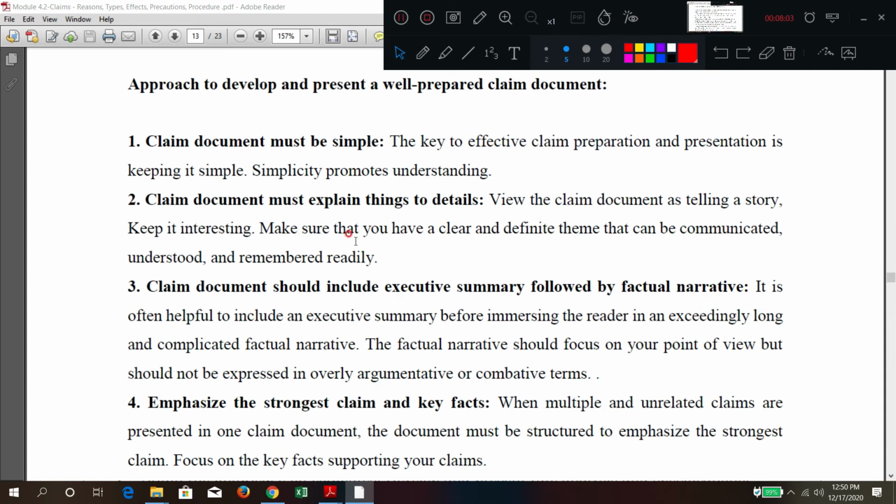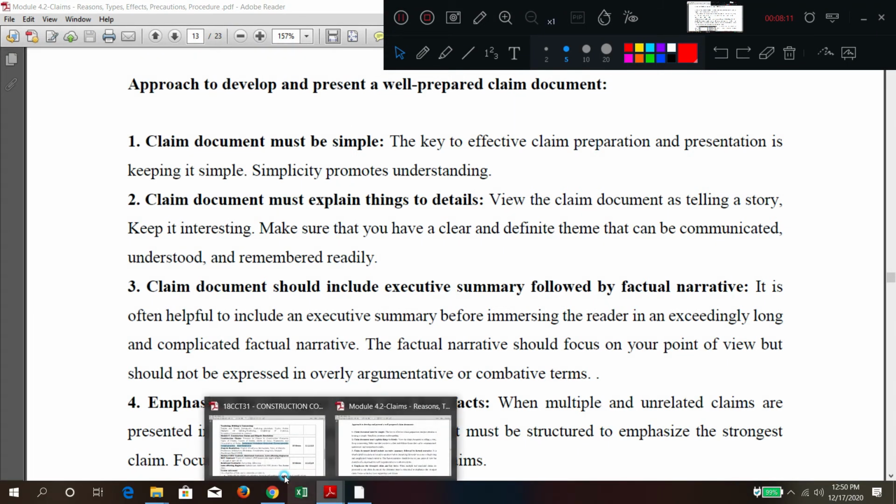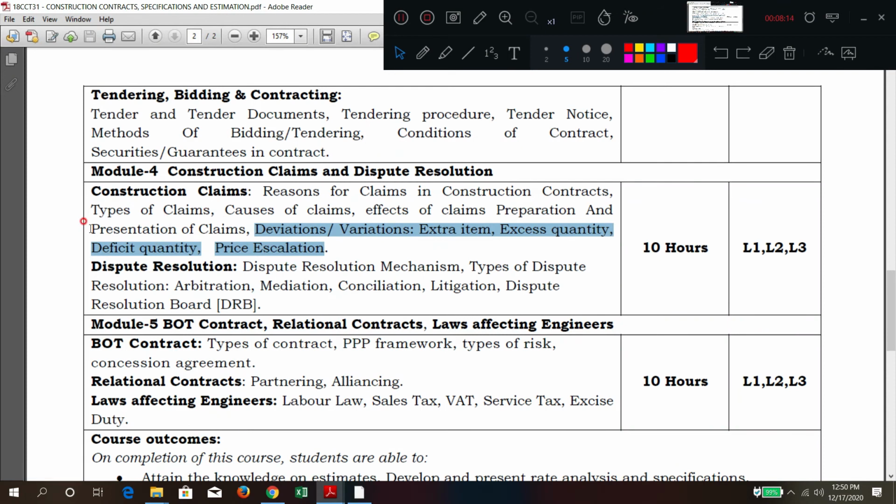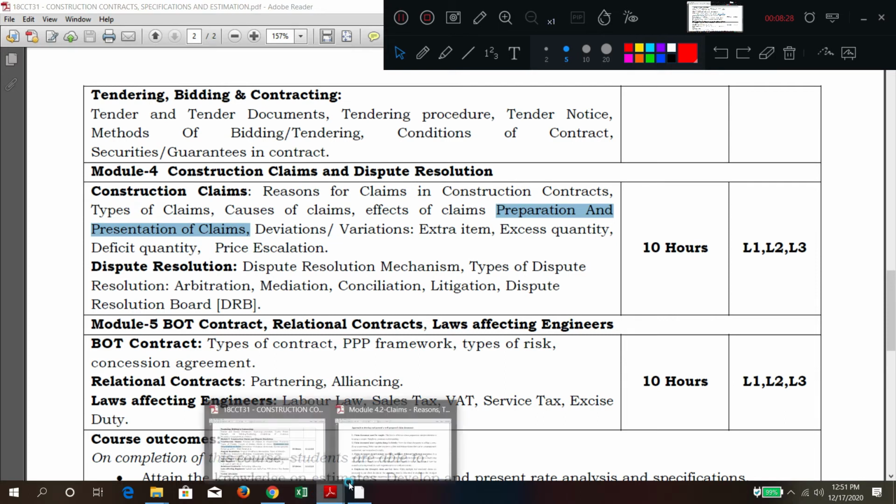How to approach the typical standard practices? How to practice the writing of the claim? This is very important. You can see here, preparation of the claims. It is given as preparation and presentation of the claim. Very, very important from your exam point of view. We have seen effects, causes, and reasons. Now we are into the preparation of the claims, so that part we are explaining here.